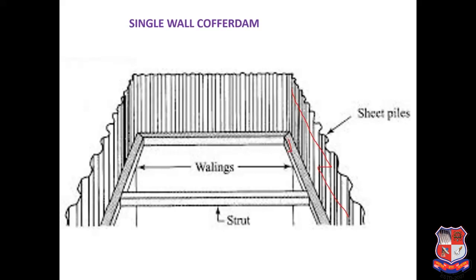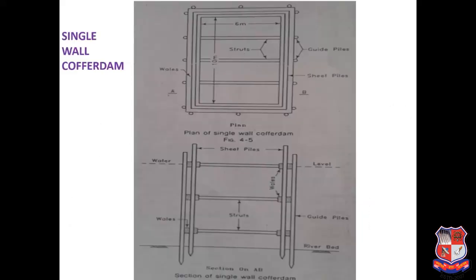Now these are called wells or wellings, and they are strengthened by these struts. So here in this figure, if it comes in the exam, you can draw this kind of figure, that is the plan of a single wall cofferdam. So I will explain the whole procedure in this section which is taken at AB.